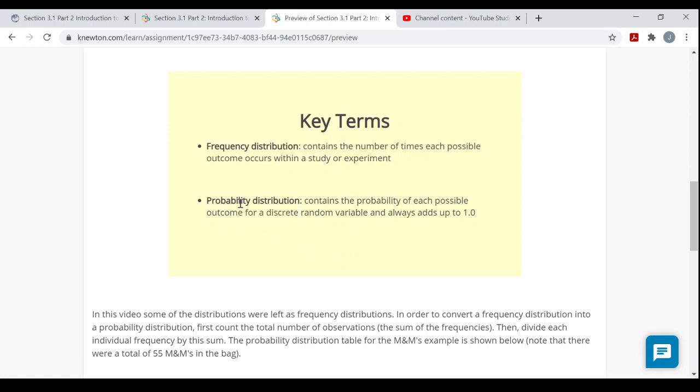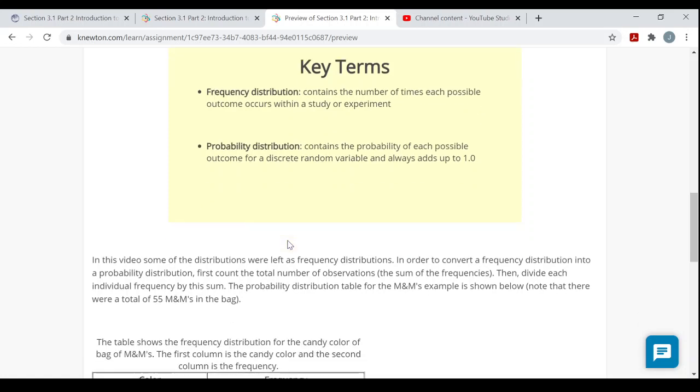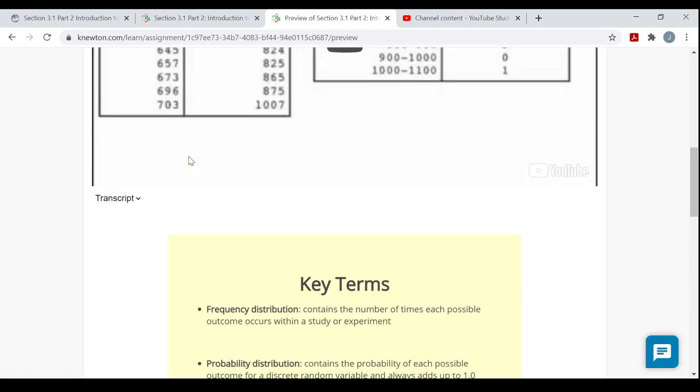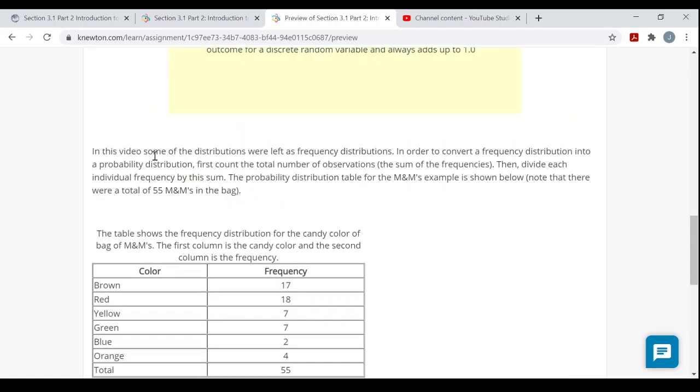If you don't remember the difference between discrete and continuous, please go back to chapter 1. In this section, when we create what's called a probability distribution, it's going to be like a frequency table, a frequency distribution. I'll go through an example that they give. In the video that you watched, some of the distributions were left as frequency distributions.